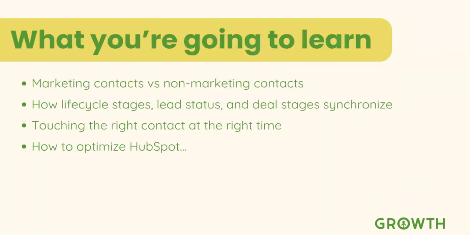So let's jump into what we're going to cover today. We're going to start with marketing versus non-marketing contacts. It is crucial that we understand how we reach out to our contacts in HubSpot. So we're going to go through that. Then we can hop into lifecycle stages, lead status, deal stages, and how they work in sync together. A little foreshadowing, stay tuned. And are we touching the contact at the right time? And how are we optimizing HubSpot to do that?